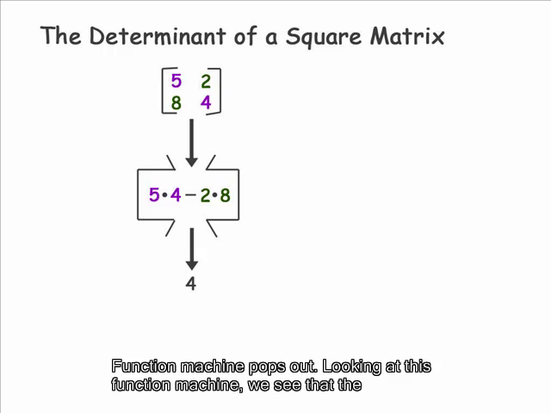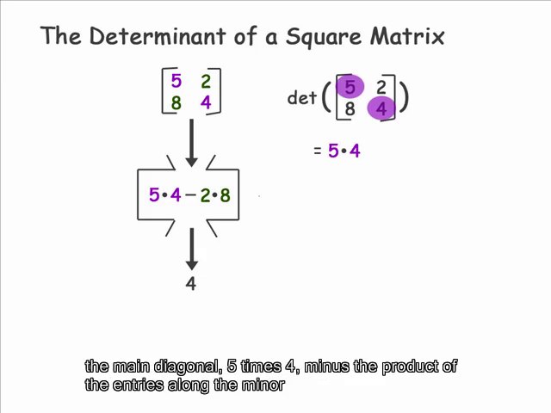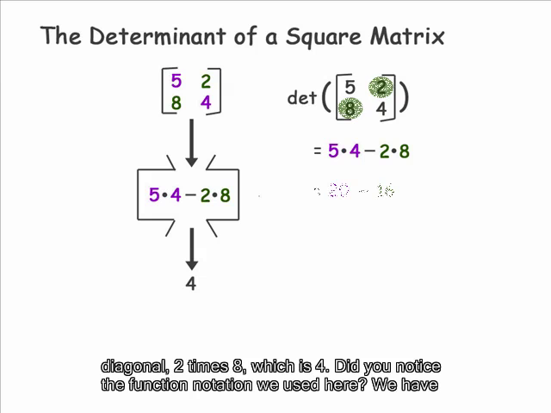Looking at this function machine, we see that the determinant of the 2 by 2 matrix 5, 2, 8, 4, is the product of the entries along the main diagonal, 5 times 4, minus the product of the entries along the minor diagonal, 2 times 8, which is 4.